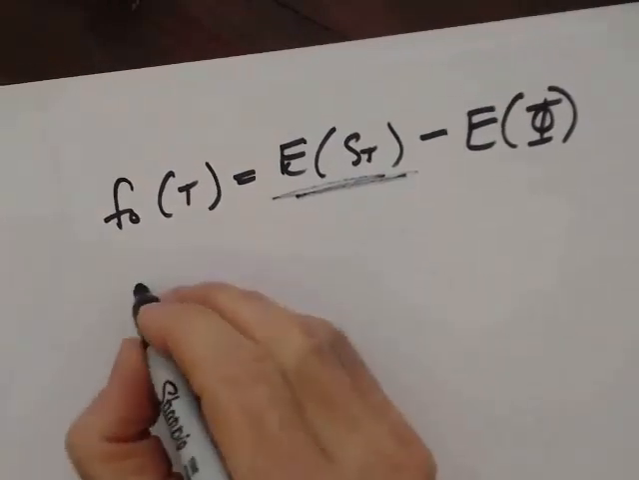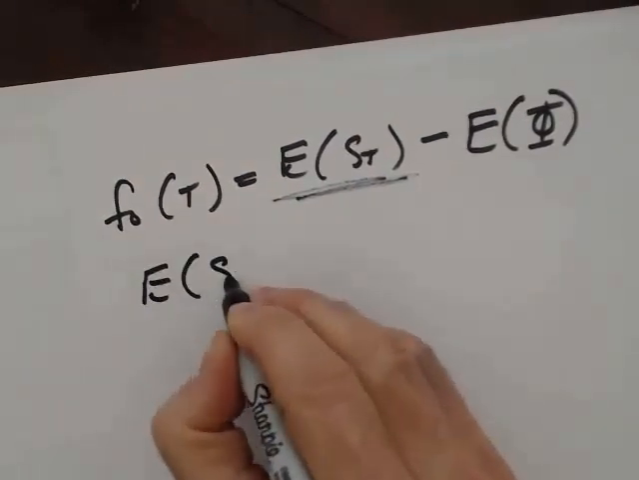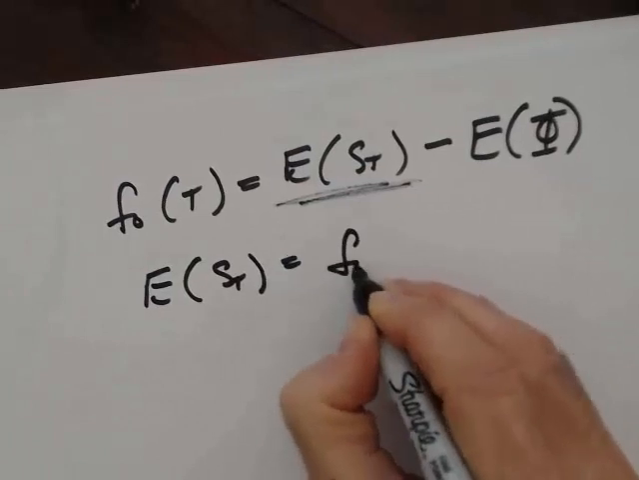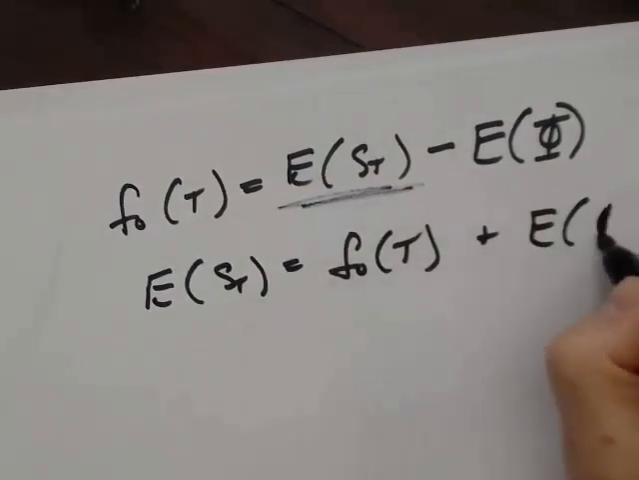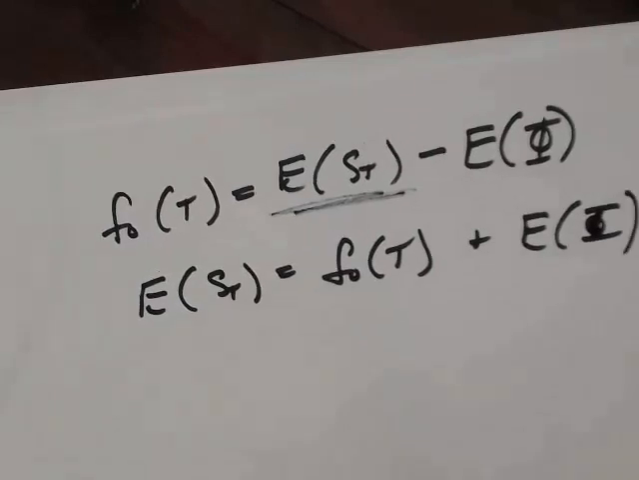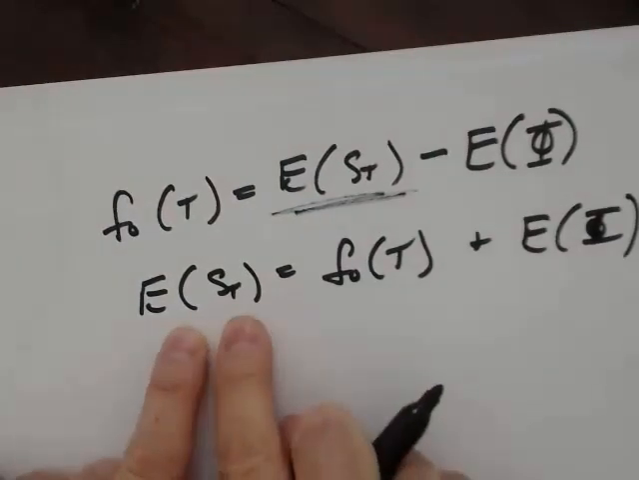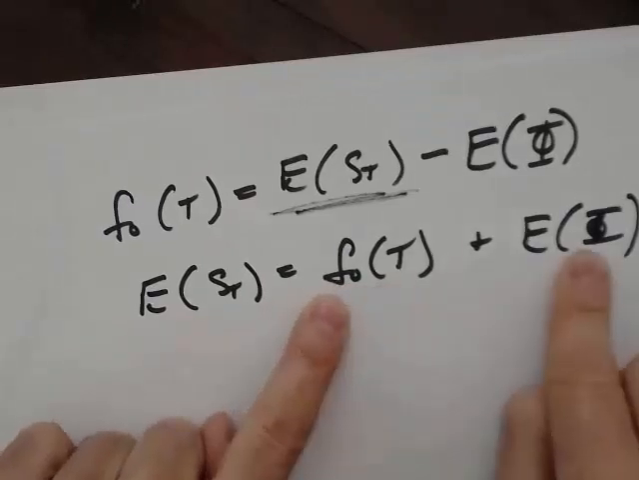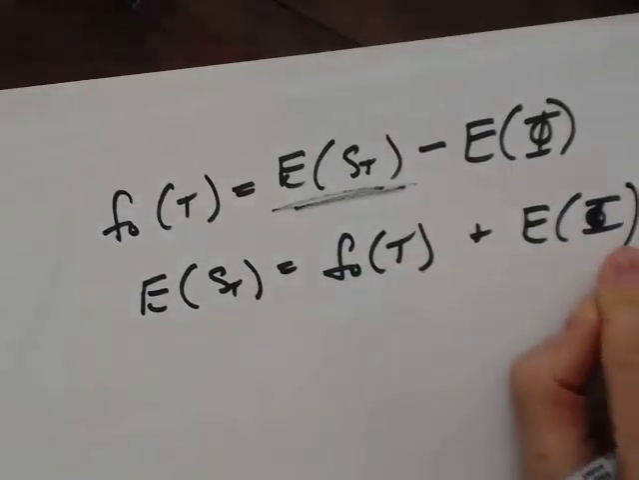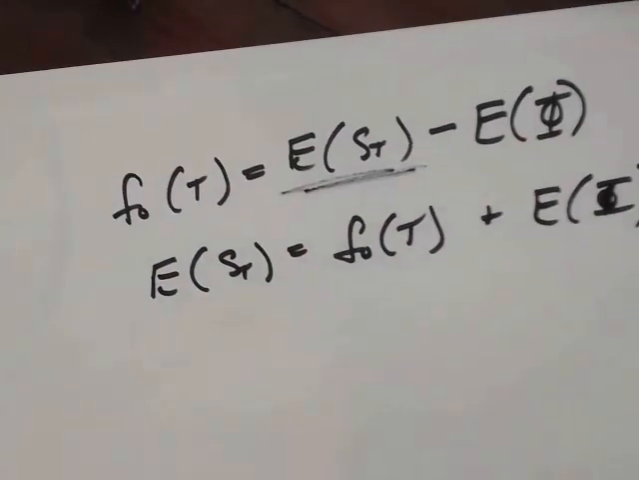You can rearrange this, and obviously this is a simple rearrangement. Just another way to write it, saying that, look, the expected spot price in the future at time t is equal to the futures price plus the risk premium. Just rearranging this formula.